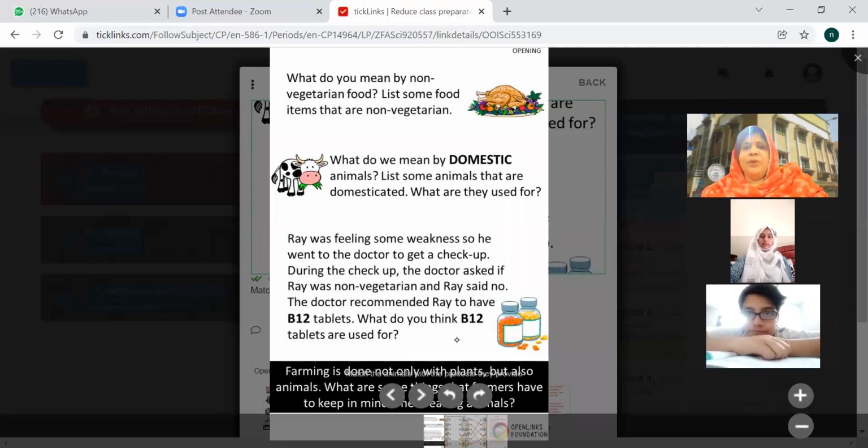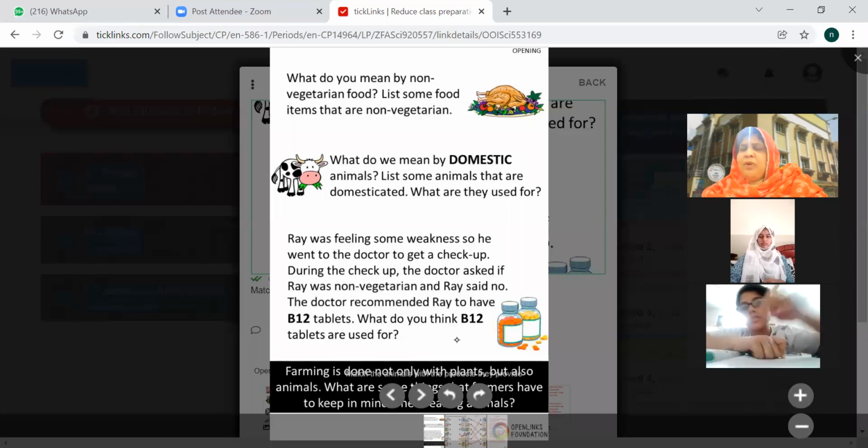So what did you understand from this? Can you explain, Ali? Ray has felt weakness, so he went to the doctor to prescribe his medicines. The doctor asked him if he is non-vegetarian, so the doctor prescribed him B12 tablets.